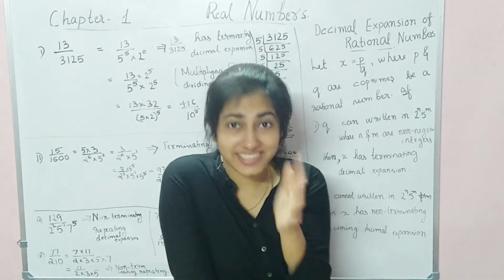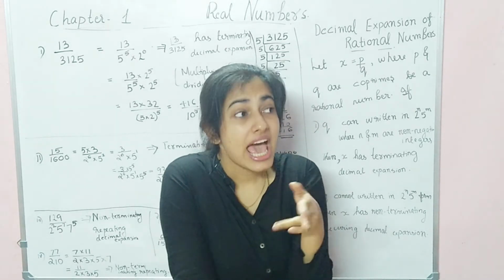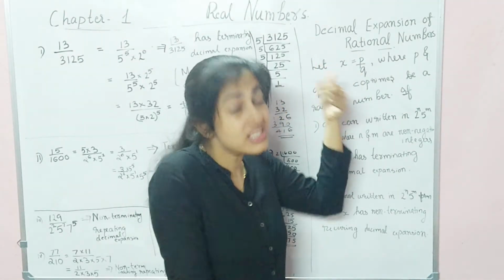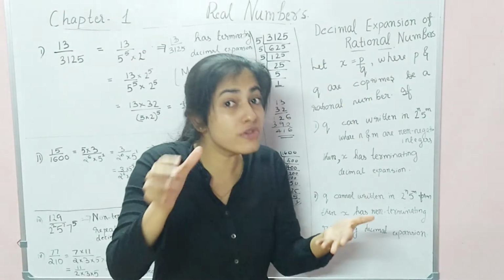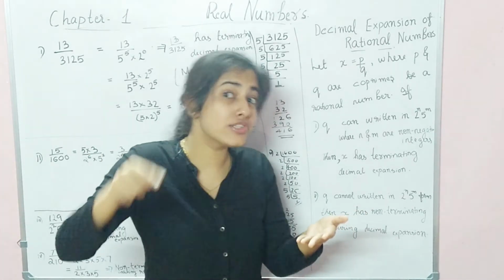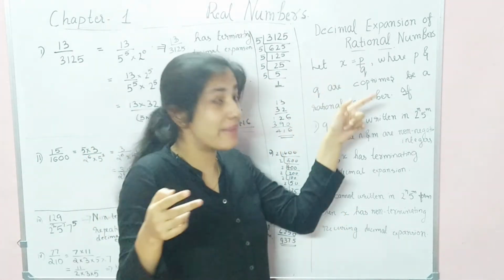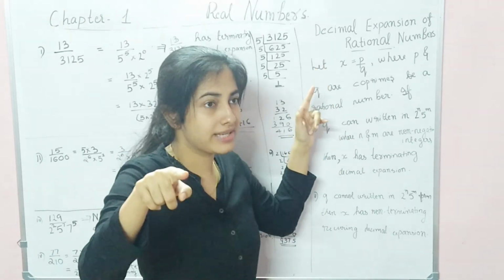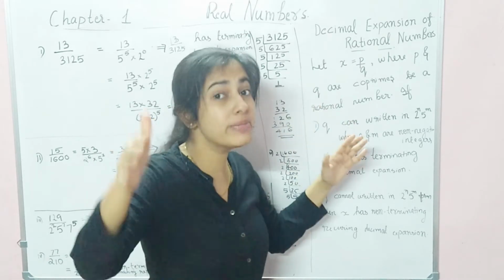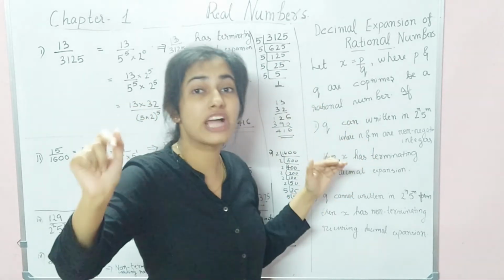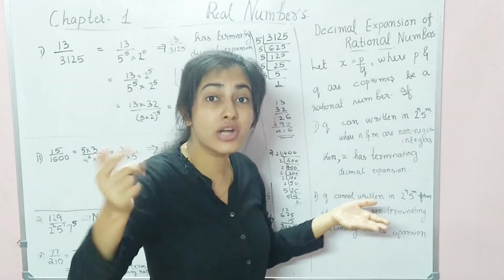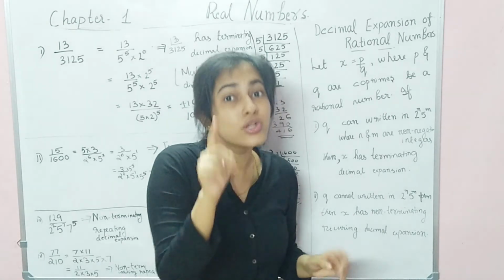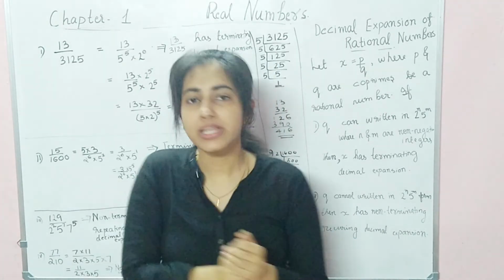So, if x is a rational number and the prime factorization of the denominator of x when it is written in its p by q form is in the form 2 raised to n into 5 raised to m, then the decimal expansion of x will be terminating. If not, if q cannot be written in the form 2 raised to n into 5 raised to m, where n and m are non-negative integers, then the decimal expansion of x is non-terminating recurring.